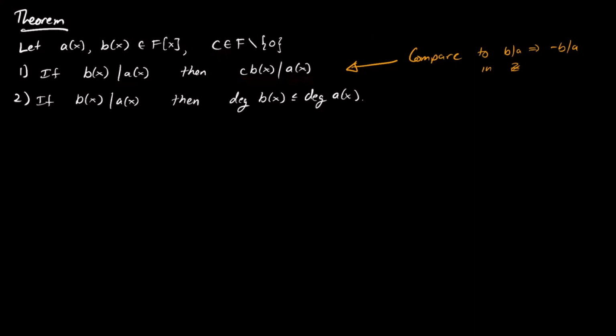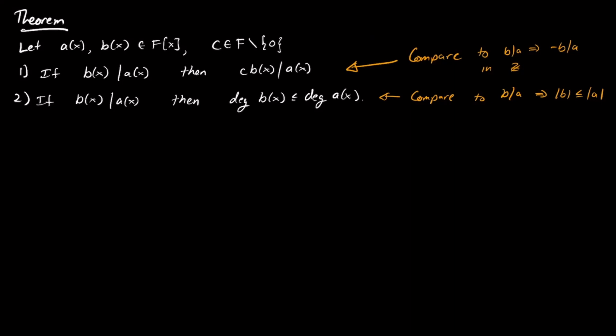So in some sense, these constants are going to play the role of 1 or negative 1 for us when we're working in Z[x]. We also have if b divides a, then the degree of b is less than or equal to the degree of a. That kind of looks like the fact that if b divides a, then the absolute value of b is less than or equal to the absolute value of a. And this isn't a coincidence. We'll see in the coming lectures that this isn't actually a coincidence.